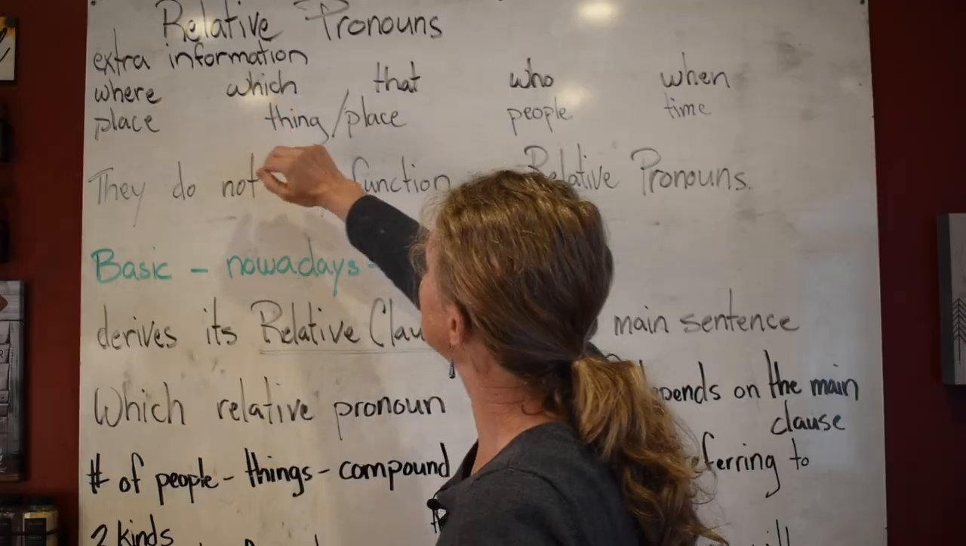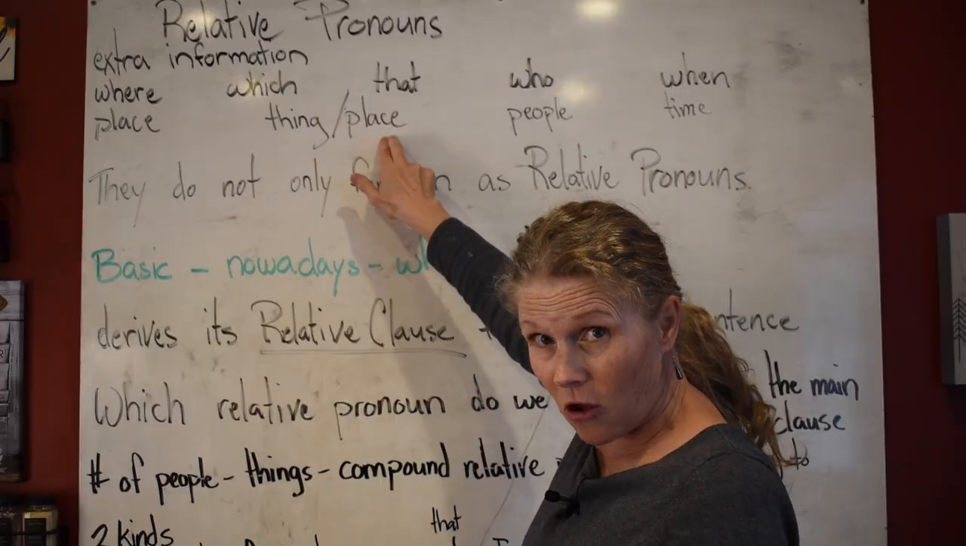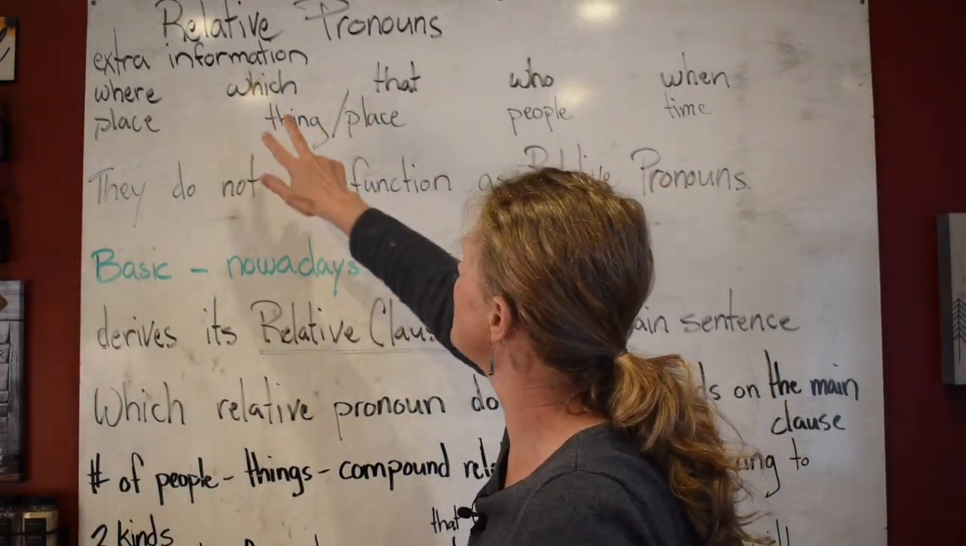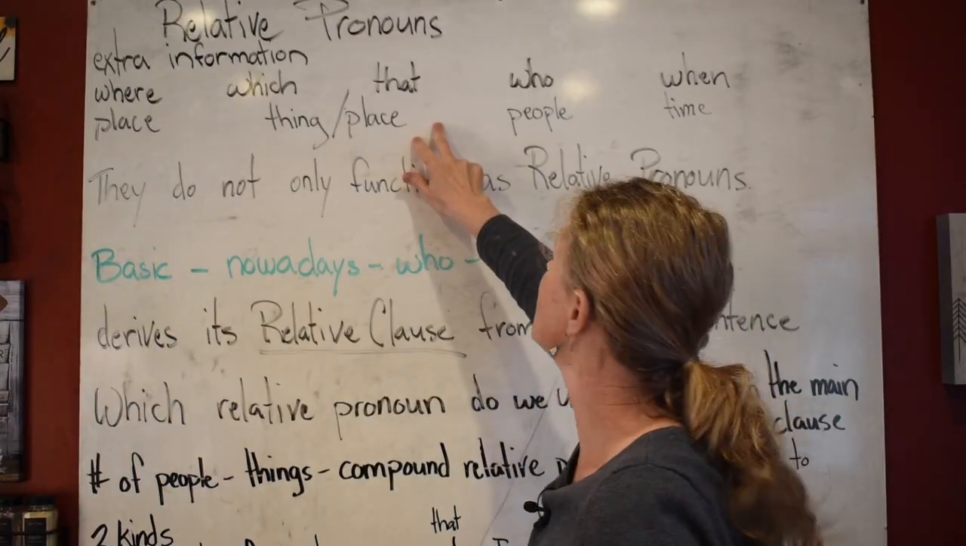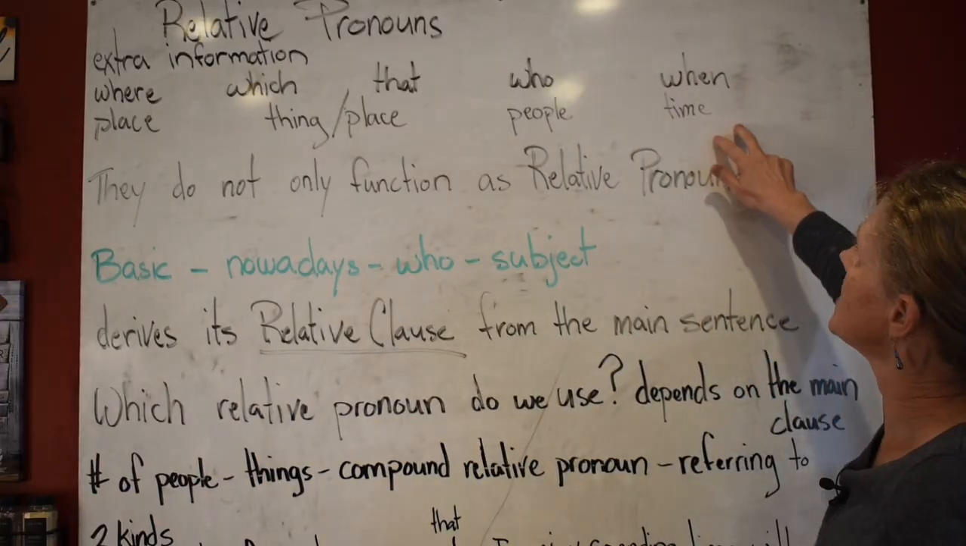also which and that are things and places also. So you can use which and that for things and places. Who is for people. When is time.